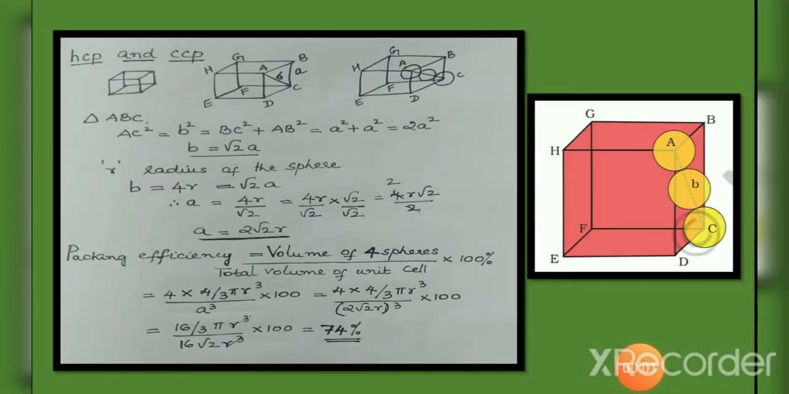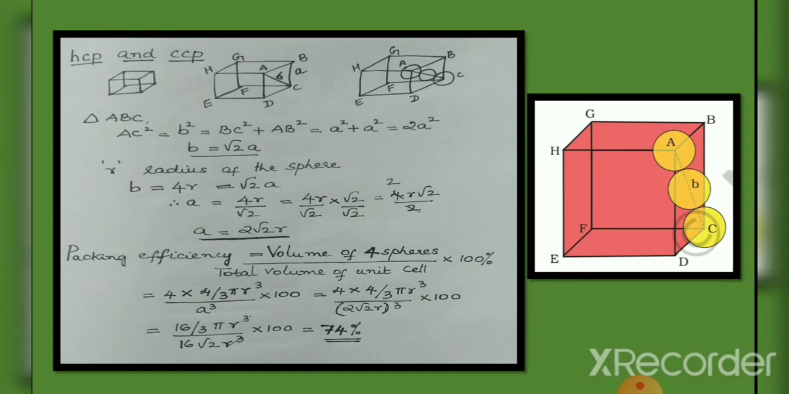We know that when the constituent particles are packed, there will always be some free space called voids. Now, what is meant by packing efficiency? It is the percentage of total space filled by the particles. Let us try to calculate the packing efficiency in hexagonal close packed and cubic close packed structure.